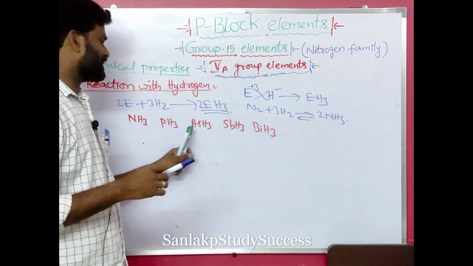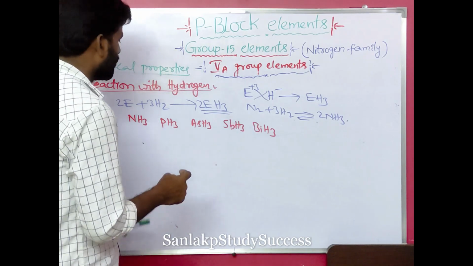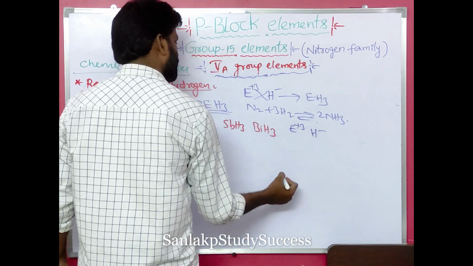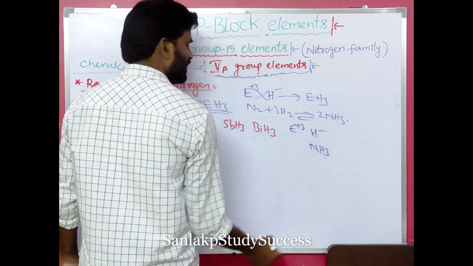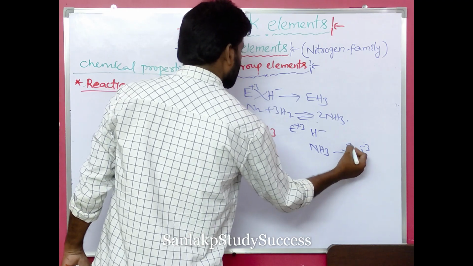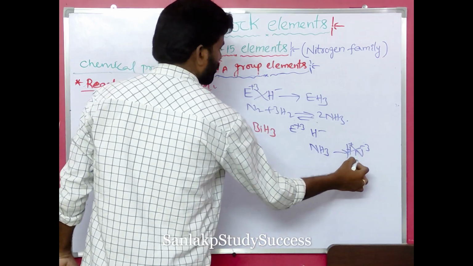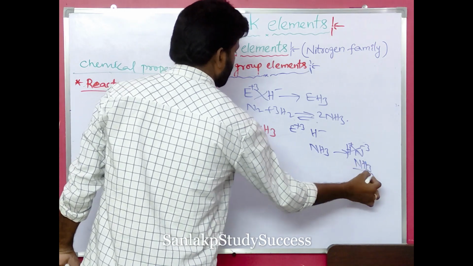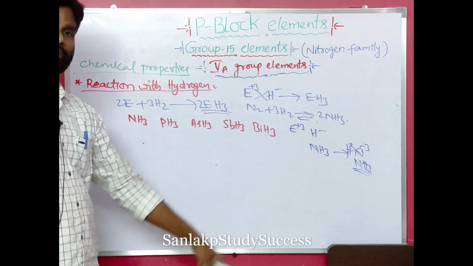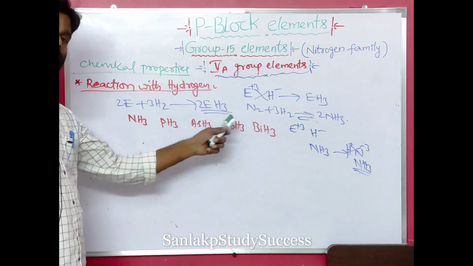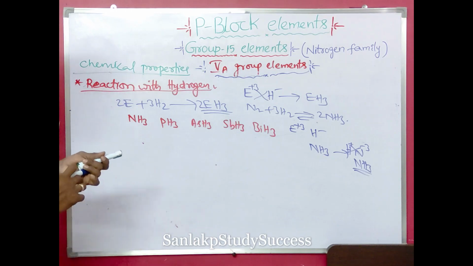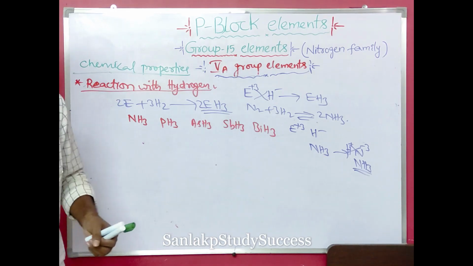In all these, PH3, AsH3, SbH3, BiH3, hydrogen has a -1 oxidation state and these elements show +3. But in ammonia, nitrogen shows -3 and hydrogen shows +1. So what is its formula? NH3. In all these hydrides, hydrogen has a -1 oxidation state and the remaining elements show +3. But in ammonia, nitrogen has -3 and hydrogen has +1 due to the high electronegativity of nitrogen.